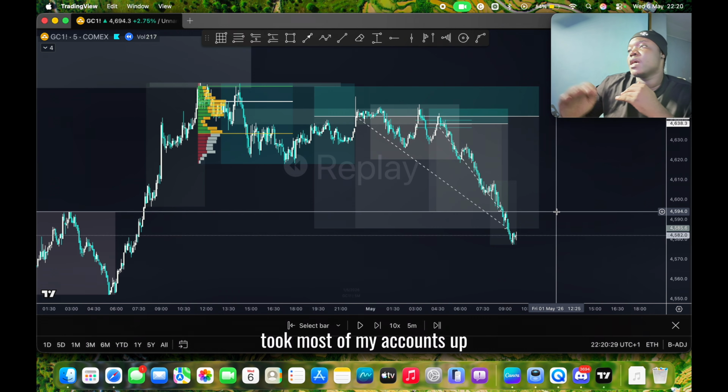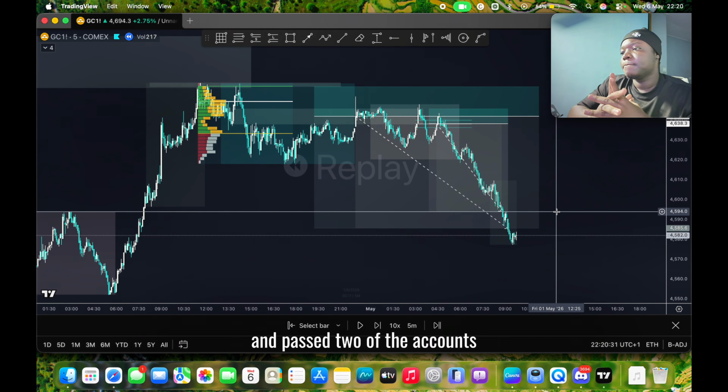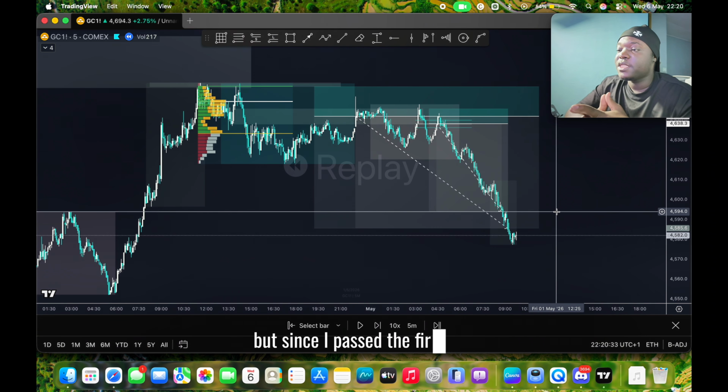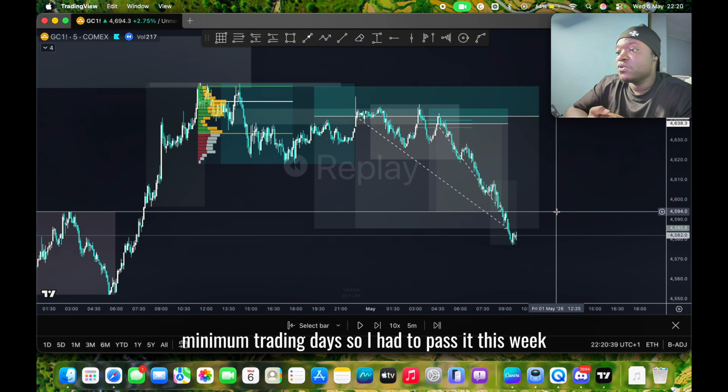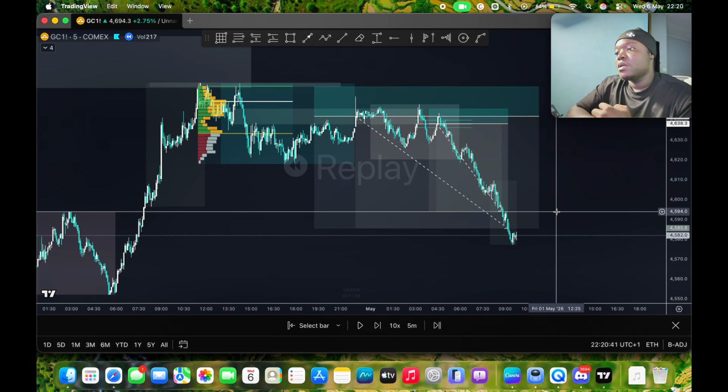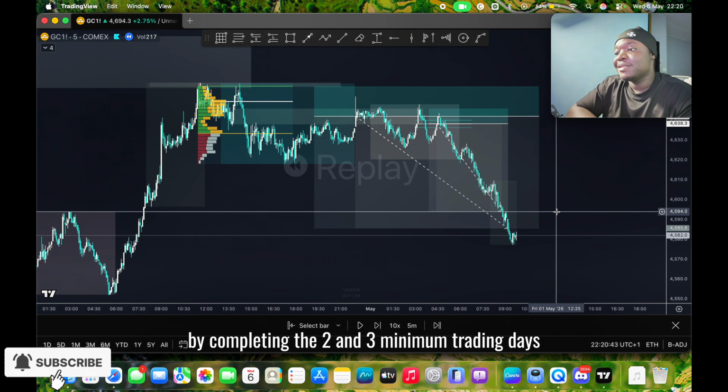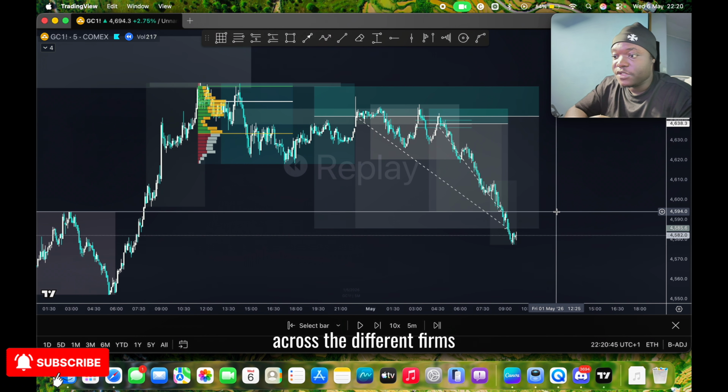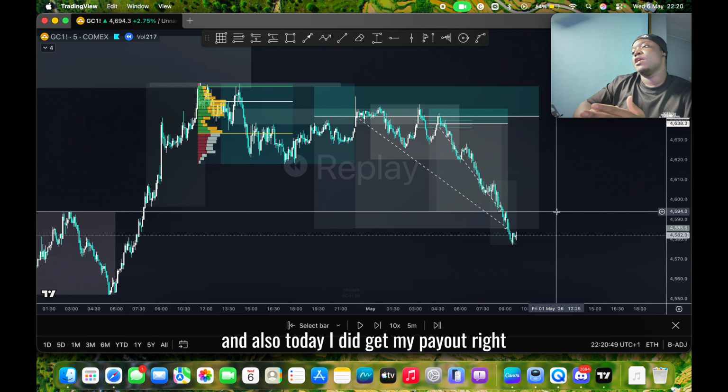Took most of my accounts up and passed 2 of the accounts, but since I passed the phase 1 just a week before, minimum trading days, I had to pass it this week by completing the 2 and 3 minimum trading days across the different firms which I'm initially funded. And also today I did get my payout, right?